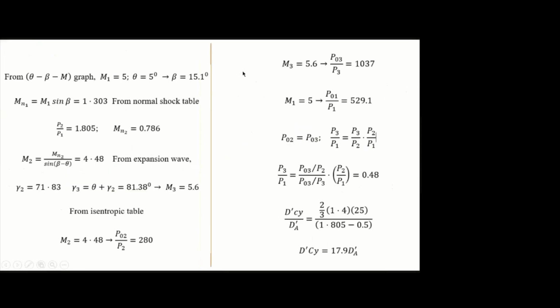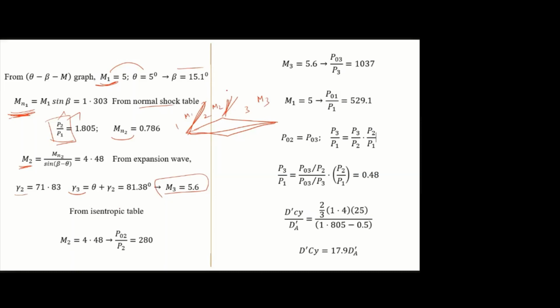To find P2 by P1 and P3 by P1, you know the procedure. This is an oblique shock. First you have to find Mn1. Using M1 and theta you can find beta, then Mn1. Then go to the normal shock table, you can find Mn2, P2 by P1, etc. From Mn2 we find M2. From the table itself we are getting P2 by P1. Then from M2 we can find the next values, and from that we can find M3.